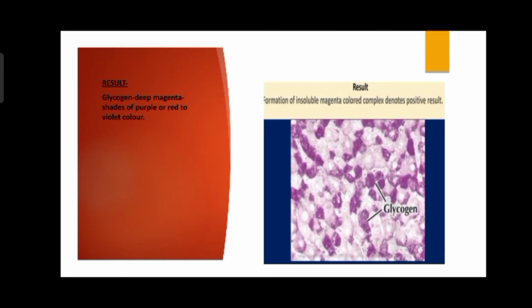So at last we can see the shades of purple or red to violet color could be observed in the tissues, and this shows the presence of carbohydrates. You can see in this figure a stained tissue showing the presence of glycogen, that's the carbohydrate. Here you can see a deep magenta or shades of purple, red or violet color, and this is showing the result of carbohydrates.